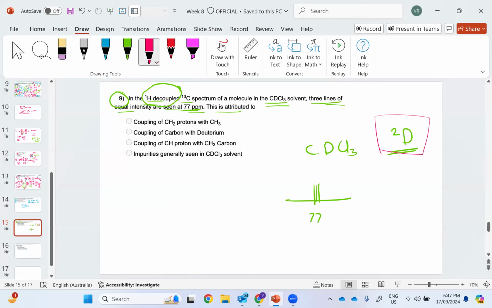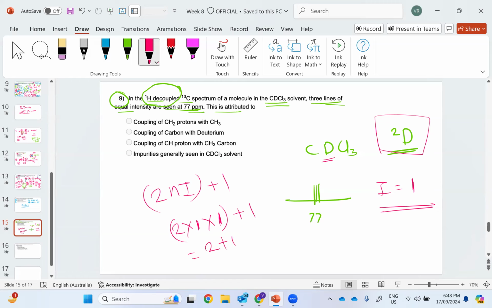Also, the I value for deuterium is 1, not 1/2. So although there is only one deuterium present, if you look at the formula 2nI plus 1, and put in the value for deuterium, 2 multiplied by 1, since n is only 1 here, and I is 1, plus 1, it comes to 2 plus 1, that's 3. So that's why we observe three lines in the 13C NMR spectra due to the deuterium.